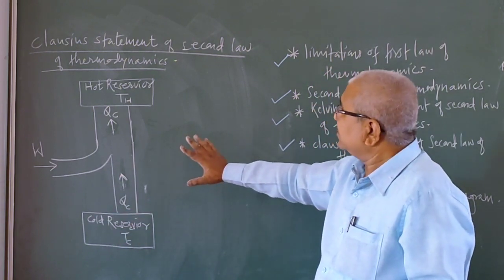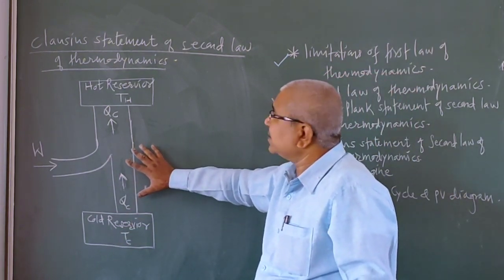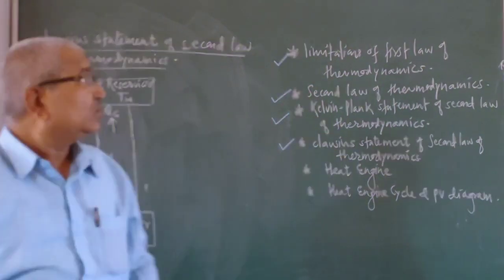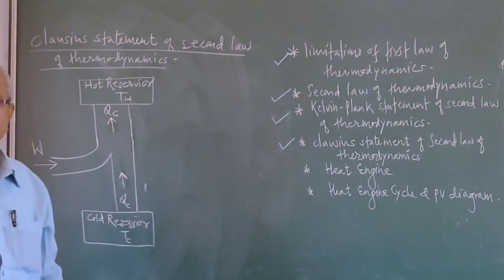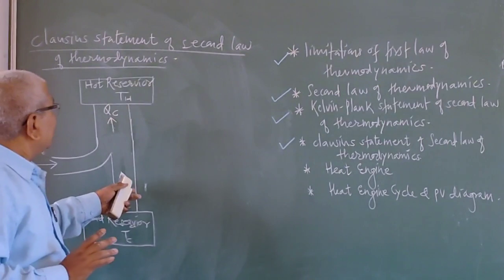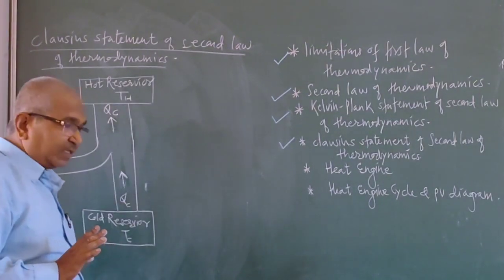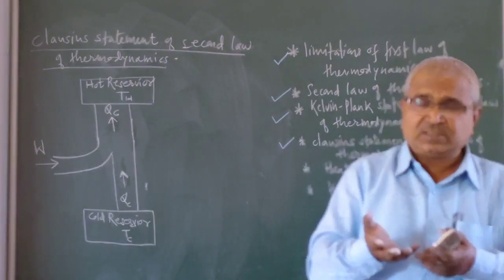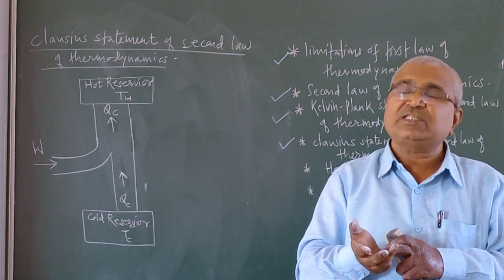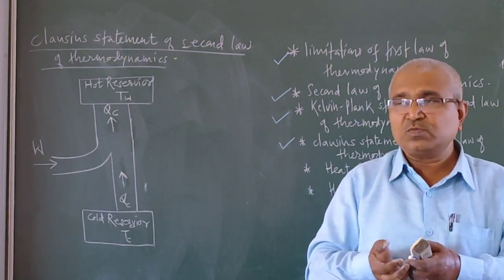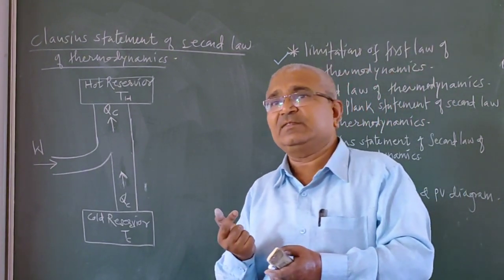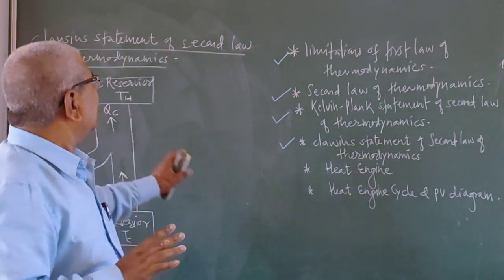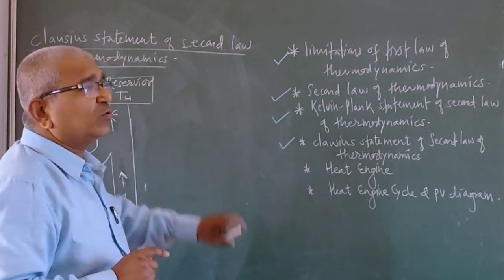This Clausius statement of second law is also called the second form of the second law of thermodynamics. Isn't it? And the application of this Clausius statement is what I have already told you. That application is the refrigerator that we already use in our home. Another one, AC, air conditioner, heat pump. In all these things, this Clausius statement of second law of thermodynamics is used.